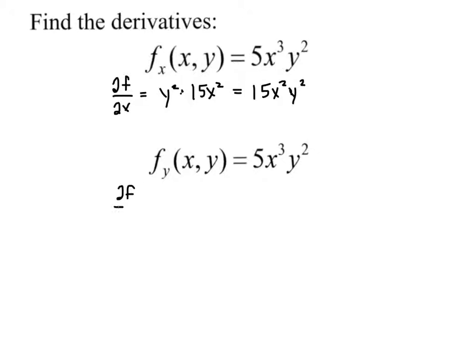Partial with respect to y, so now we treat x as the constant. Derivative is 2y, so we have 10x cubed y.